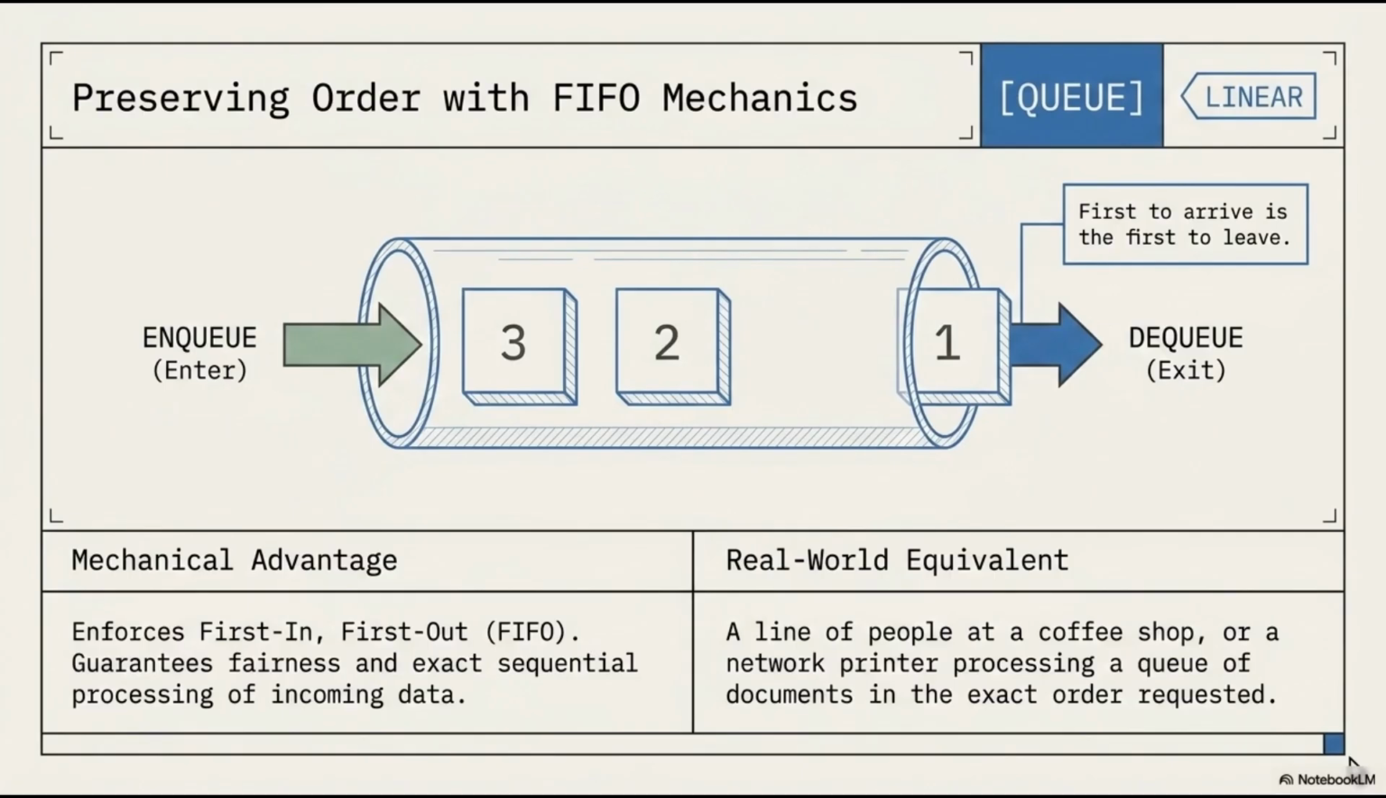Conversely, to guarantee absolute fairness, we use a queue. This enforces first-in, first-out, or FIFO. It operates identically to a line at a coffee shop or a network printer. The first data to enter the line is guaranteed to be the first one to exit.